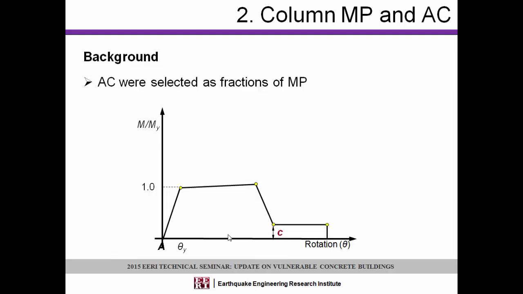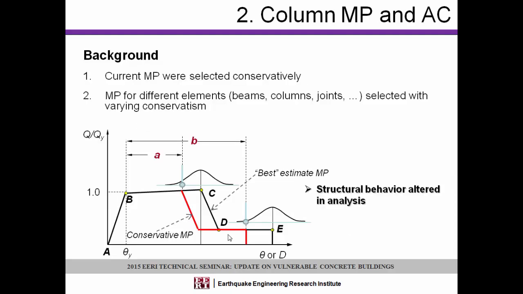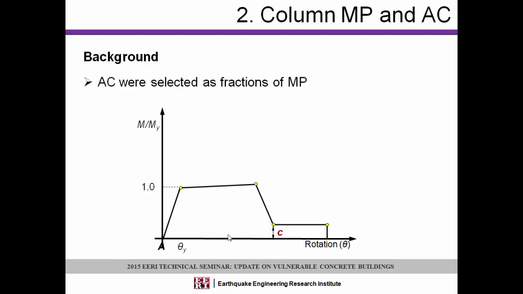So that's the modeling parameters. And so the proposal here is to actually move all the modeling parameters in the document to the mean values, so that you at least get a best estimate of your analysis, and put all your conservatism in the acceptance criteria, not in the actual modeling parameters themselves. Now, talk a little bit about the acceptance criteria. Currently, they are selected as a fraction of modeling parameters, so they're either 1 times the B value or 75% of the B value, and that does not give you consistent probabilities of failure.